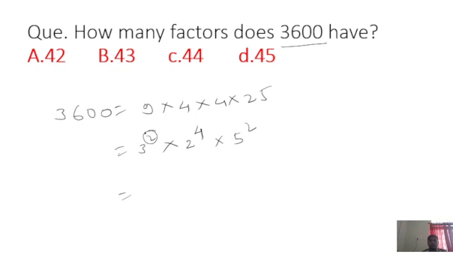So 2 plus 1, we have to take 3, into 4 plus 1 is 5, into 2 plus 1 is 3. So multiply 3 into 5, 15. 15 times 3 is 45. So the answer is 45. So this is the correct answer for this question.